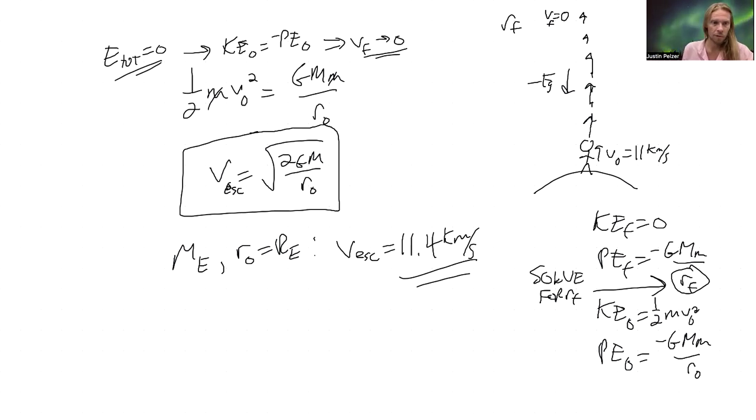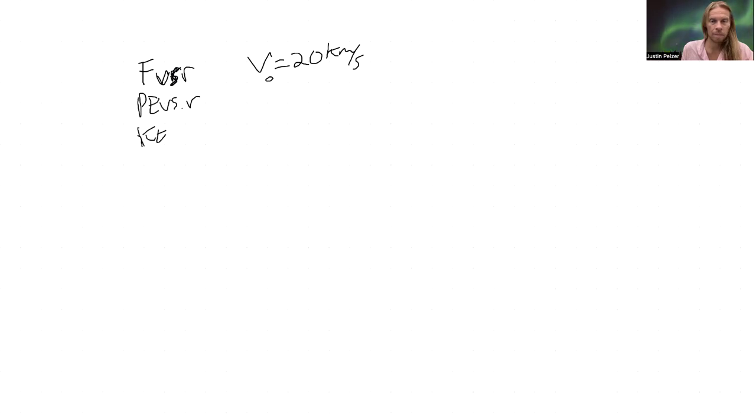So let's do some graphs. The first graph is F versus R. And let's do it for an escape. Let's say initial velocity is 20 kilometers per second. F versus R. Let's also do potential energy versus R and kinetic energy versus R. So this we're definitely going to escape.